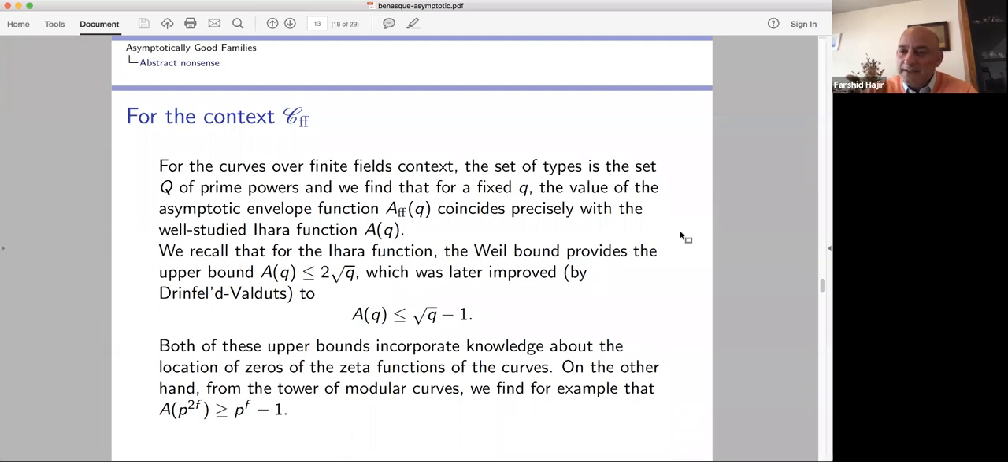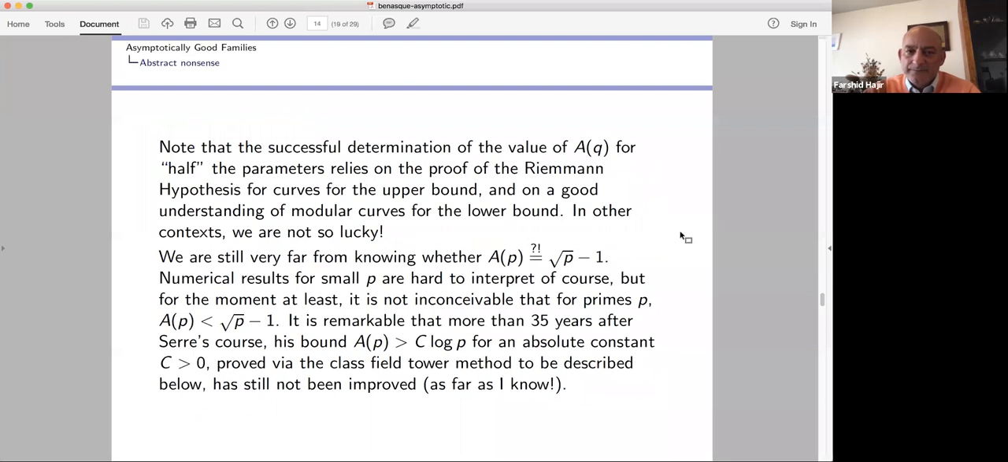And that turns out to be sharp because of the example of modular curves, which I think existed earlier. Tsfasman knows the history of all of these really well, so I would defer to him. But I think it turned out that A of p squared being bigger than or equal to p minus 1 was known before Drinfeld and Vladut. In any case, for half the cases where we've determined what A of q is, it's exactly square root of q minus 1.